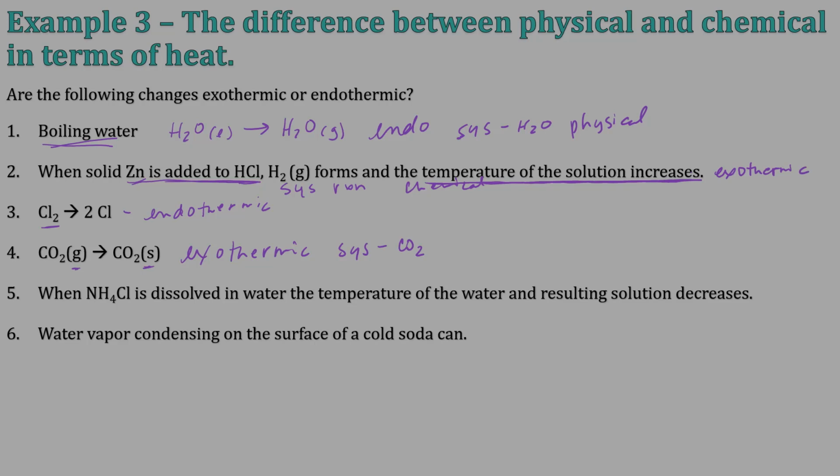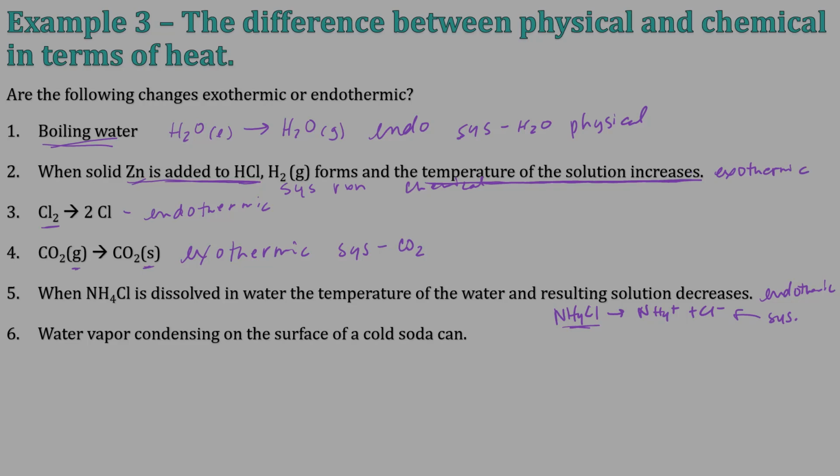Number 5, when ammonium chloride is dissolved in water, the temperature of the water and resulting solution decreases. So we have NH4Cl dissociating into ammonium and chloride. And then the water around it, the temperature goes down. So that means that this took heat in to dissolve. So this is going to be endothermic because our system is this reaction.